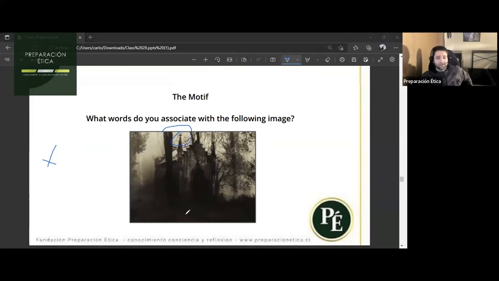Gargoyles, says Franco. Exactly, very good. A cemetery, exactly. So in this case, zombies, Valentina. Wow, exactly. A lot of ideas that are related to death, as you can see. This is a cover from a black metal band. Okay, very good job, guys.